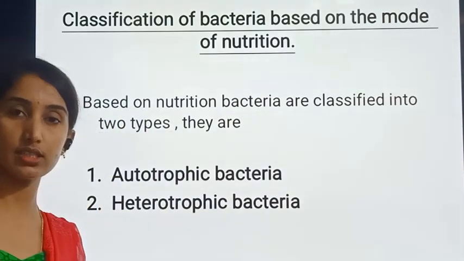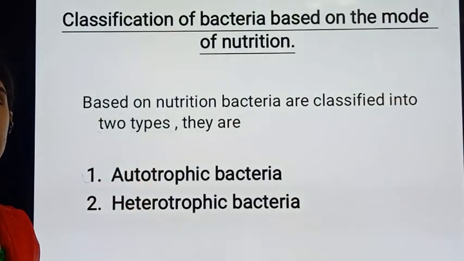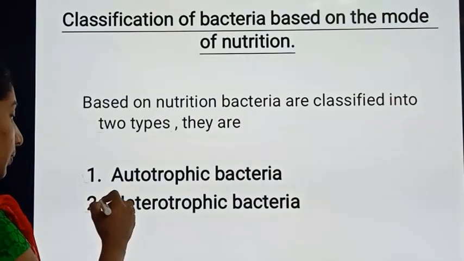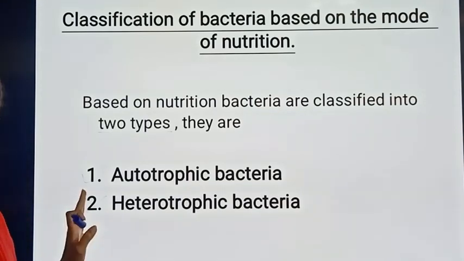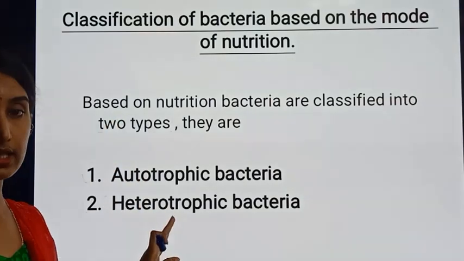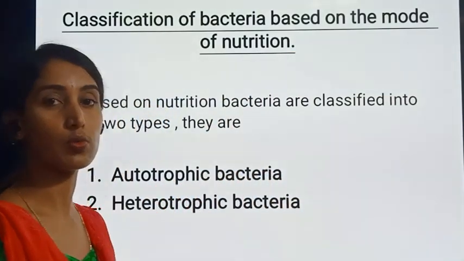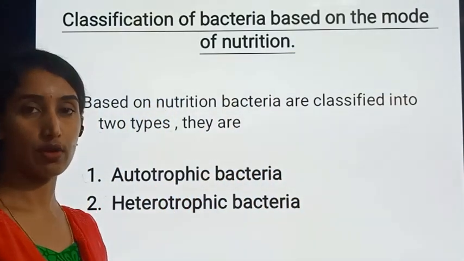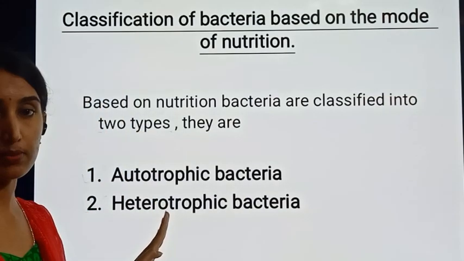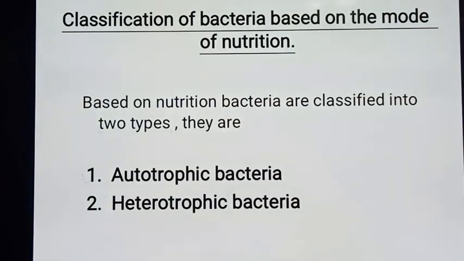The first type is autotrophic bacteria, and the second type is heterotrophic bacteria. How are we classifying these 2 types of bacteria? Based on the mode of nutrition, on what they depend on for the purpose of nutrition. So we are classifying bacteria into autotrophic bacteria and heterotrophic bacteria.